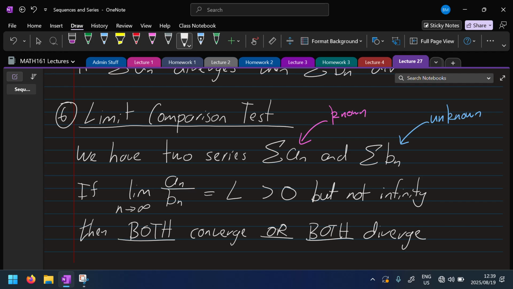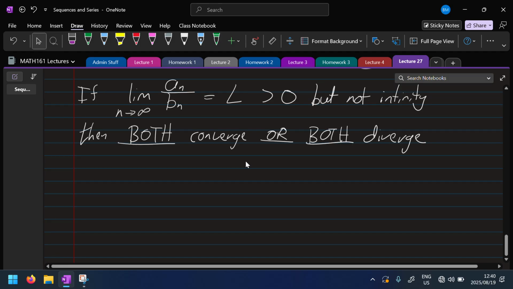So again, the a_n, we know it converges or diverges. We know that for sure. b_n, we don't know. That's the one we're trying to test. So we take this ratio of the two, calculate the limit, and we get L. If L is positive, so greater than 0, but not infinity, then both of them converge or both of them diverge, depending on the series a. Okay. So if series a converges, then both of them converge. If series a diverges, then both of them diverge. Okay, that's number 7.